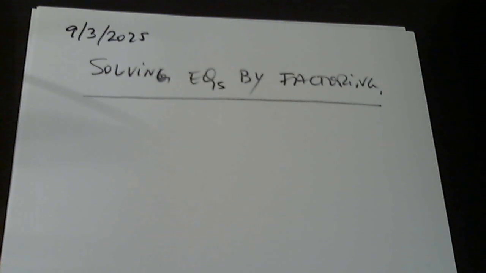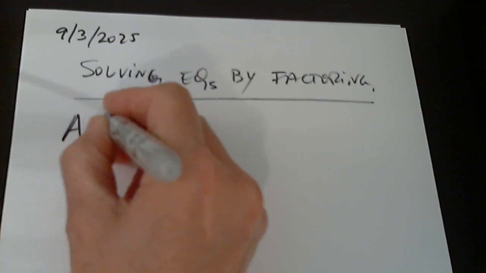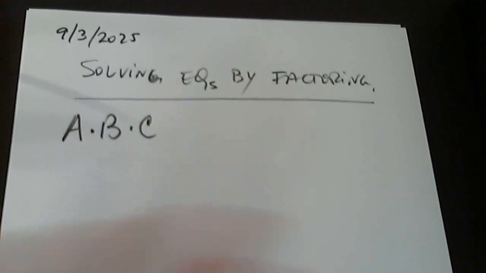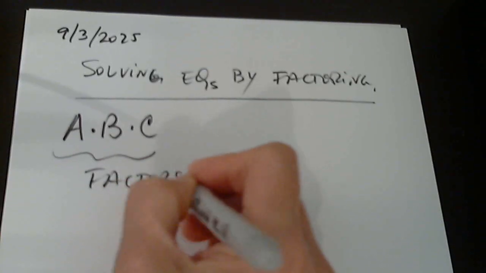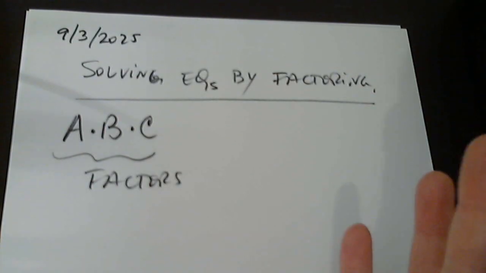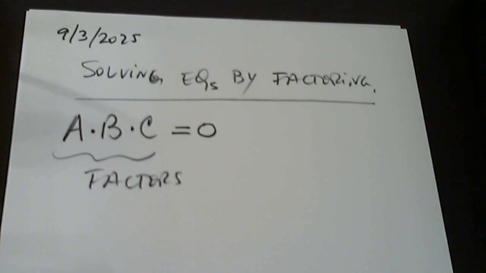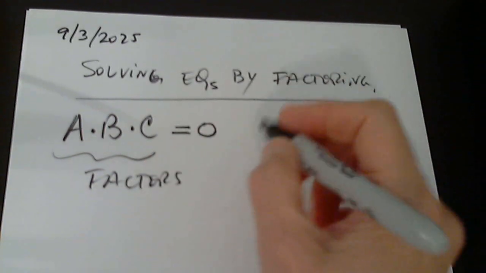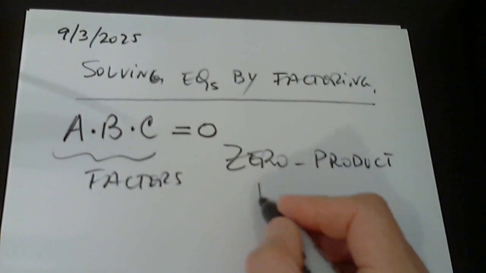And the idea here is the following. If we have a product, I chose 3 factors. I may have 2, I may have 4, I may have 5. It doesn't matter. These are factors because they are connected by multiplication. If the product of as many as you want, at least 2, equals 0, in this situation it's called the zero product principle.